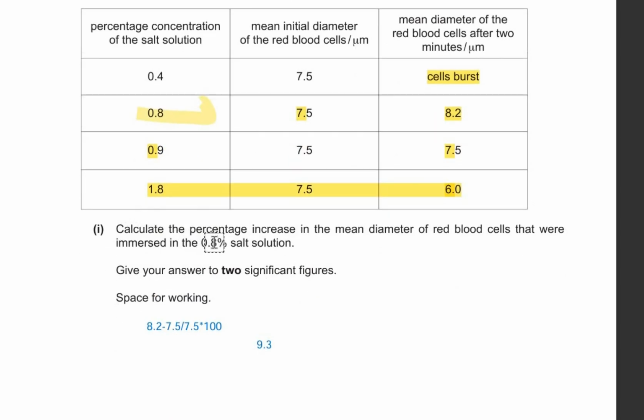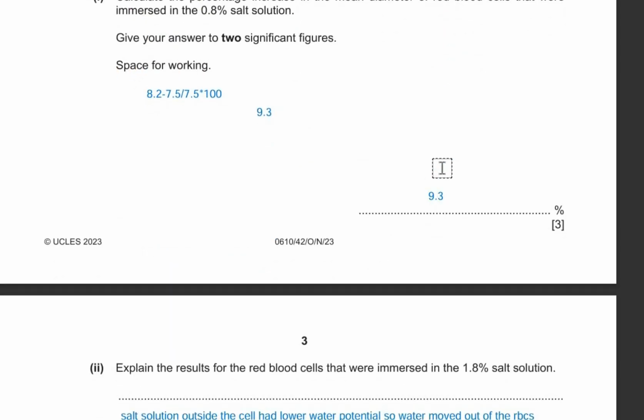Alright? Part 1 says calculate the percentage increase in the mean diameter of the red blood cells that were immersed in 0.8% salt solution. So percentage change is always calculated by taking final minus initial over initial, times 100. This is the working done for you at 0.8%: 7.5, 8.2. So subtract 7.5 from 8.2, divided by 7.5, times 100, and the answer will be 9.3%.